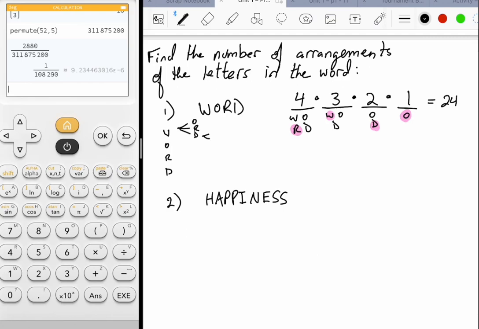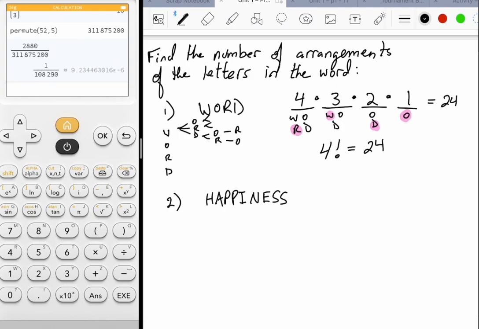Maybe the D I'd branch off, O and R, and then the O would lead to an R. The R would lead to an O. It would continue on until you've listed all 24 possible outcomes. I'm not asking you what the words would be. I'm just asking you how many there would be. All right. So this would be a case of 4 factorial, which is 24.